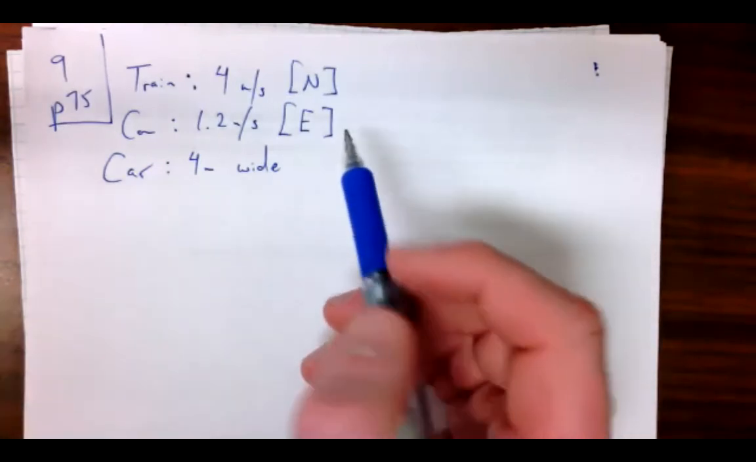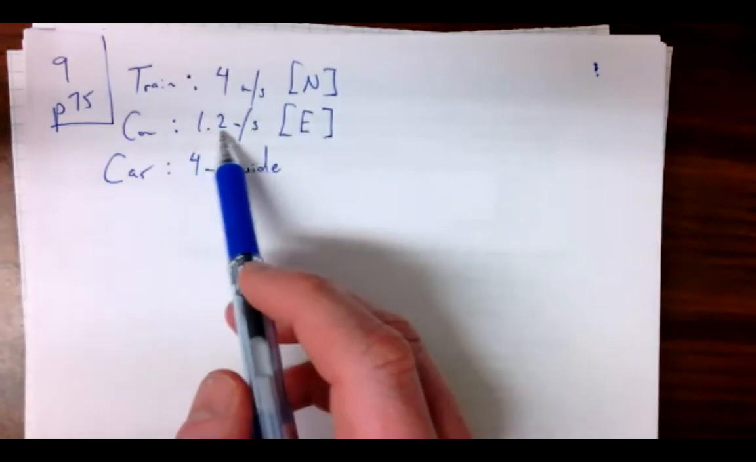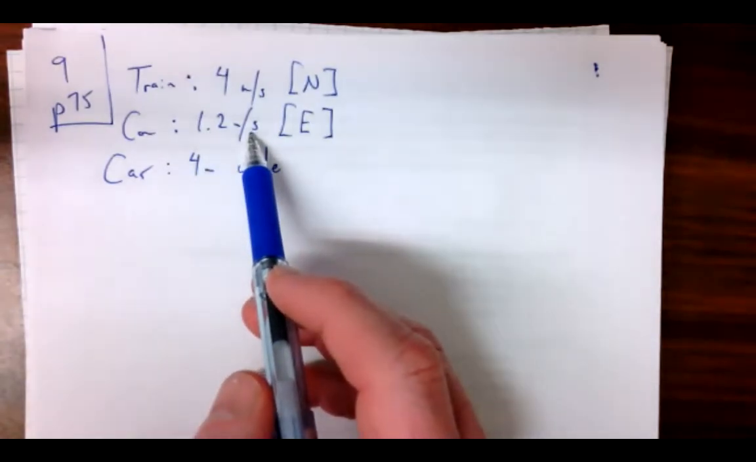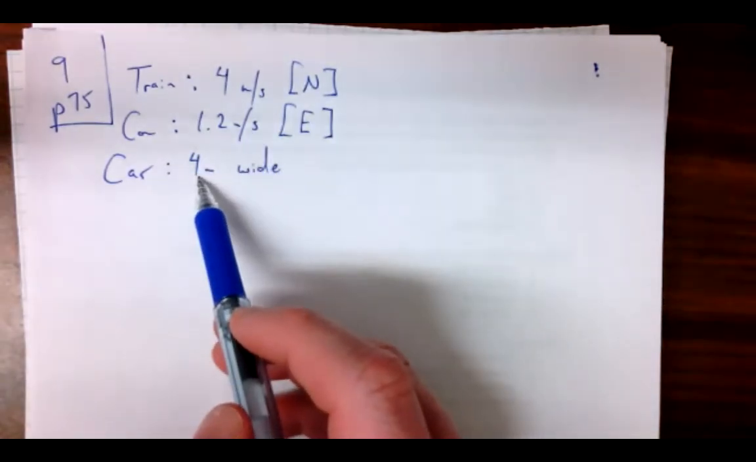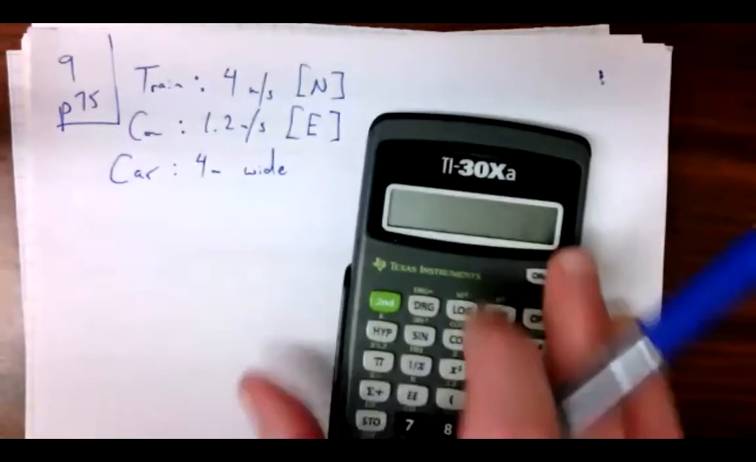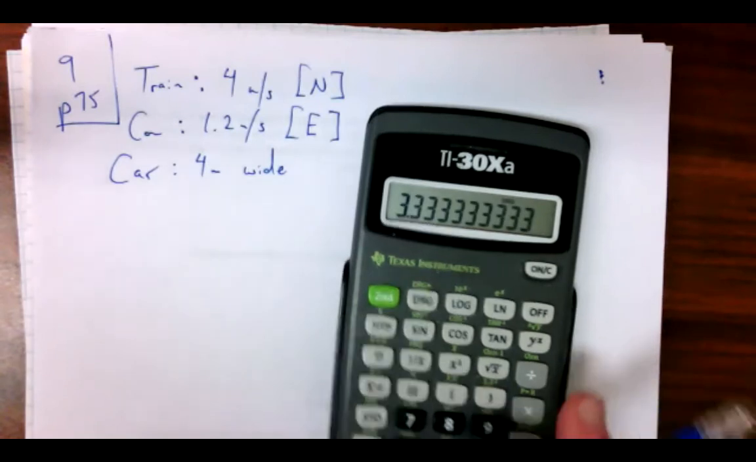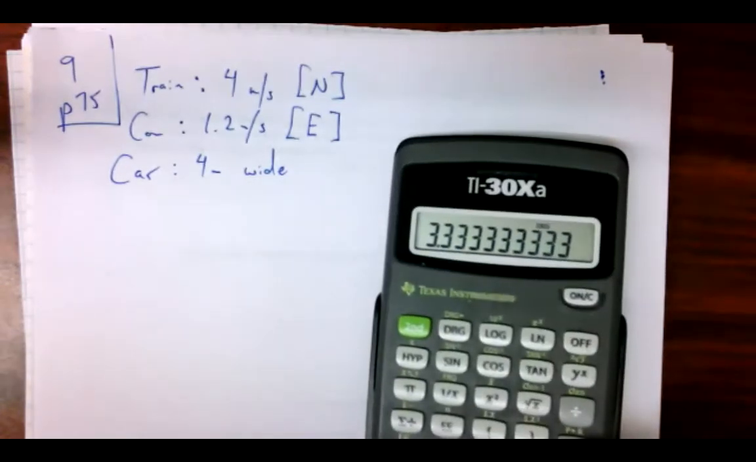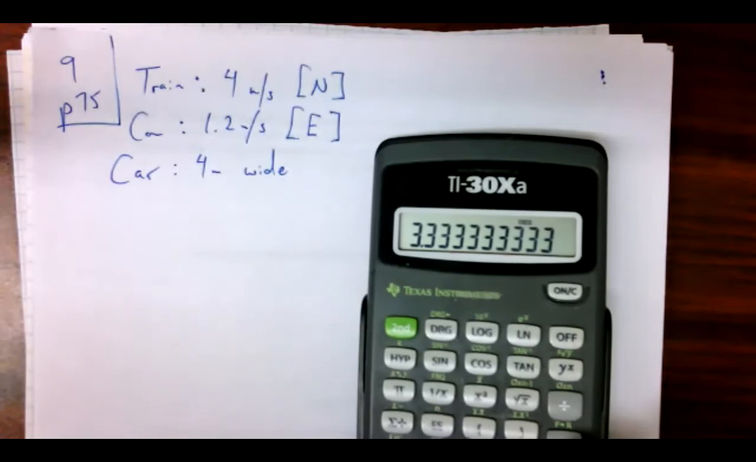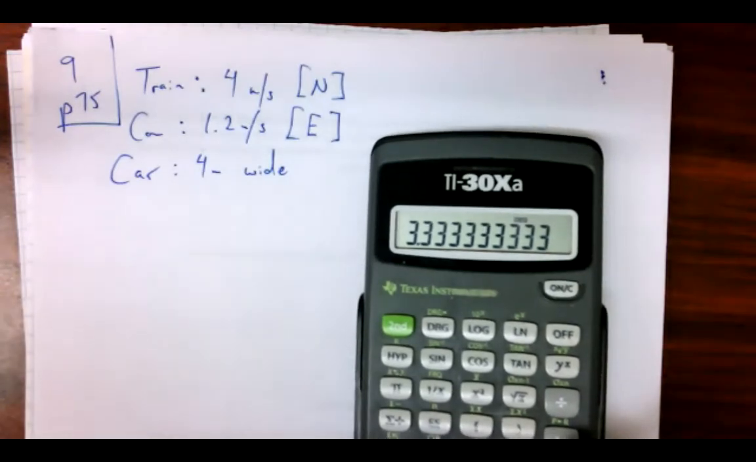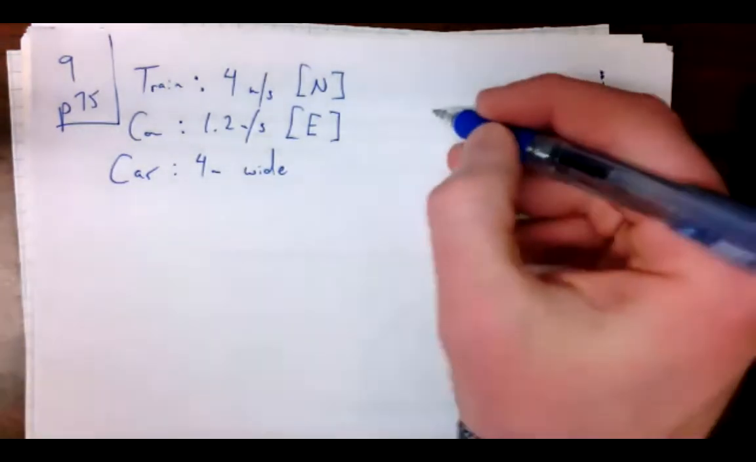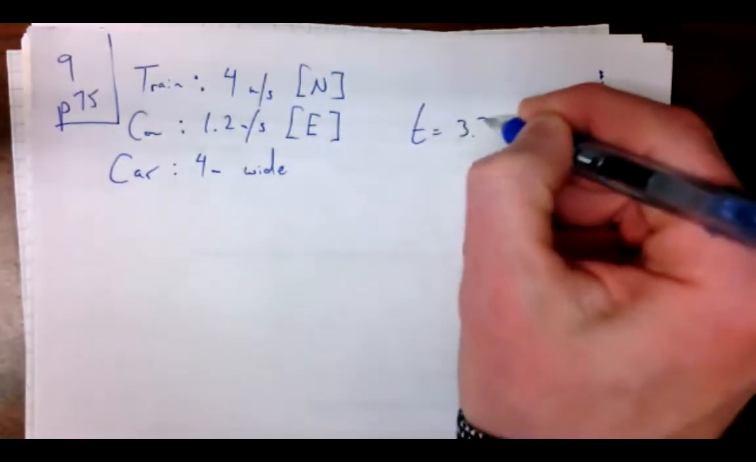What is the velocity relative to the ground? Okay, if he goes 1.2 meters per second and he has to cross 4 meters, all that we're doing there is 4 divided by 1.2. It's 3.3 seconds to get across. Does that part make sense? Okay, so time equals 3.3 seconds.